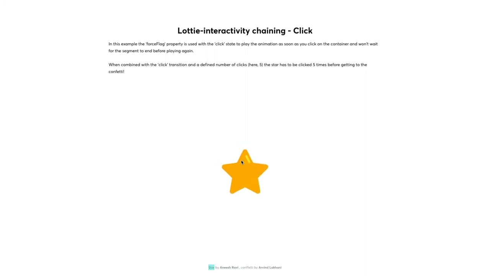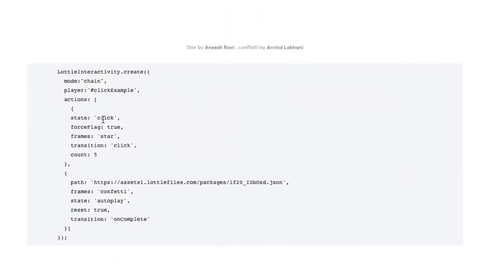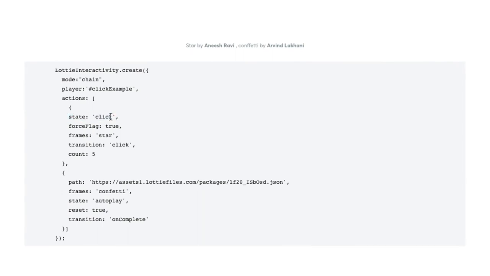So let me just show you how it will set up. So we've got a state, which is click, force flag to true. And then the frames is just the named marker star. We're also going to set the transition to click. However, if you add a count, this means that you've got to click 5 times before it goes to the next link in the interaction chain.